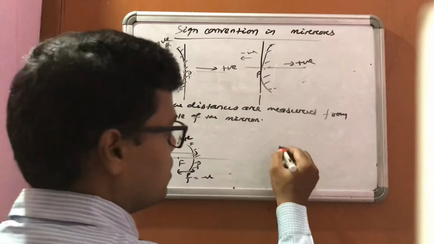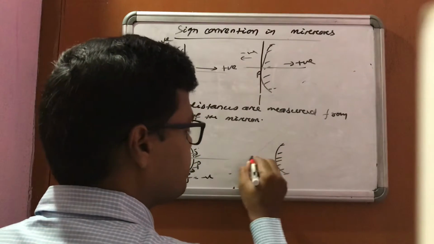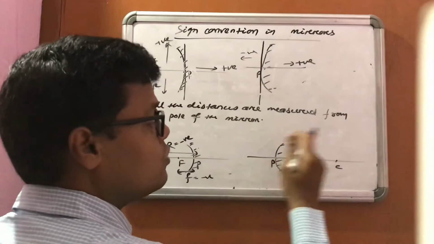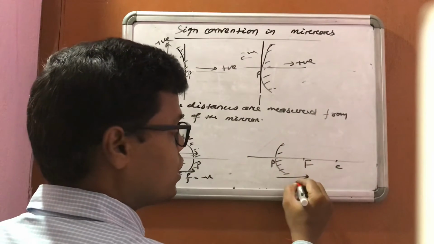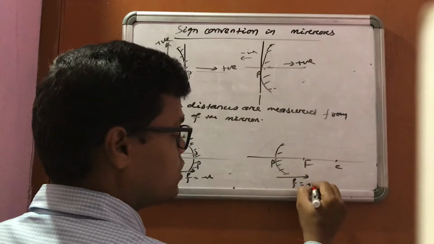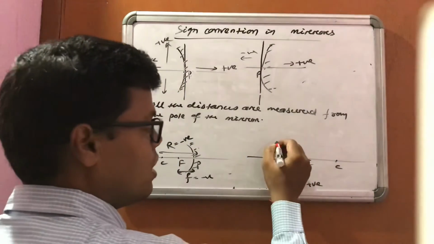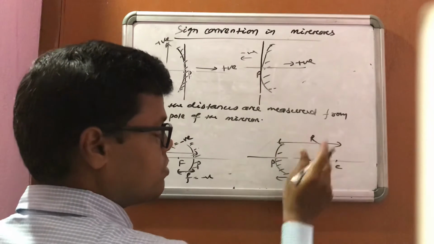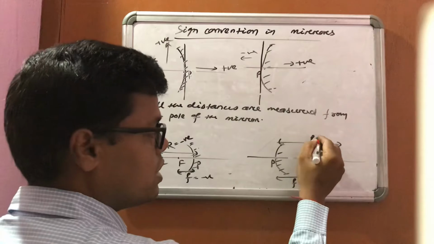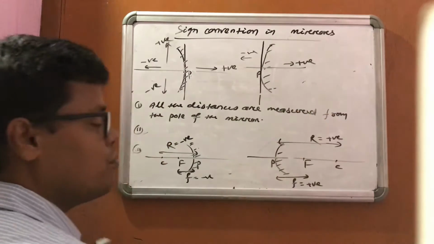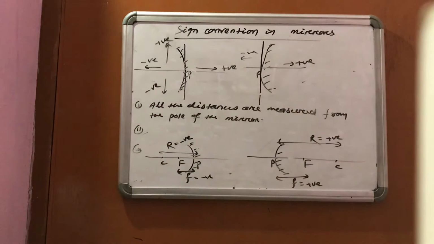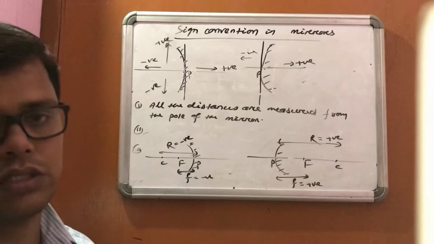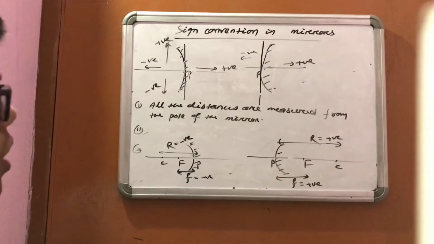Come to convex mirror. This is a convex mirror. Focus, center of curvature, pole. Look at here, it is towards right. So the focal length is taken as positive towards right. Similarly, the distance of separation between P and C is taken as radius of curvature, it is also positive. So in concave mirror, focal length negative, in convex mirror, focal length positive. Remember this.